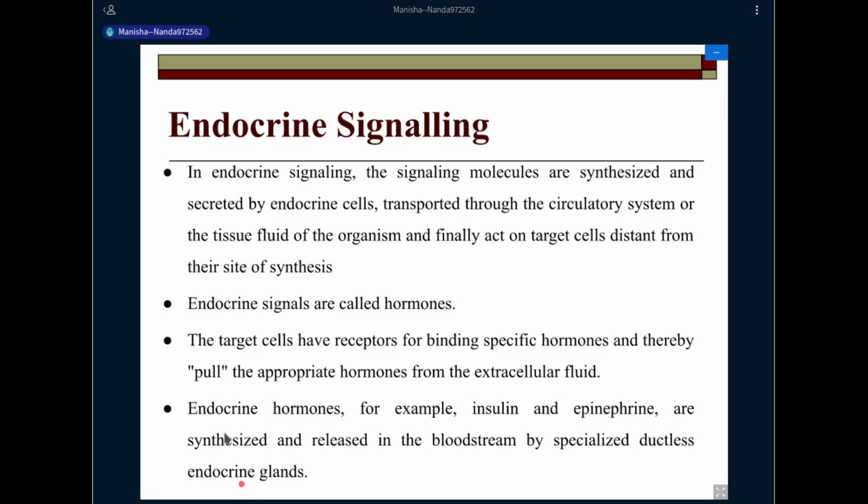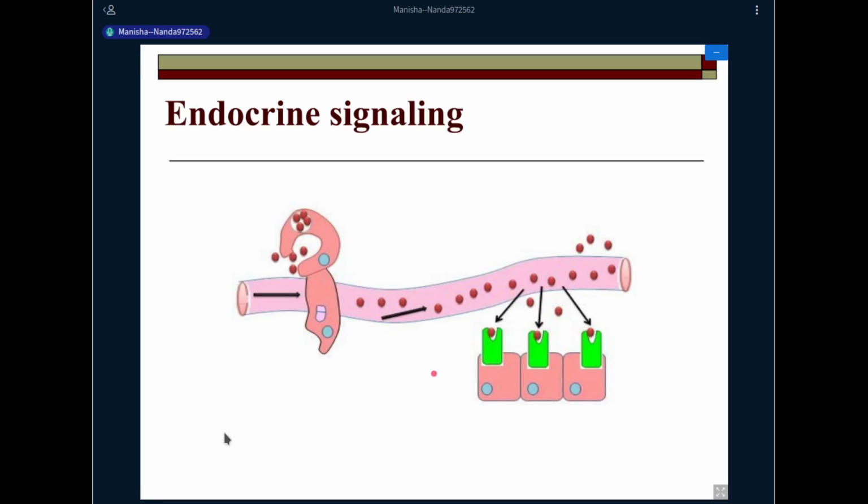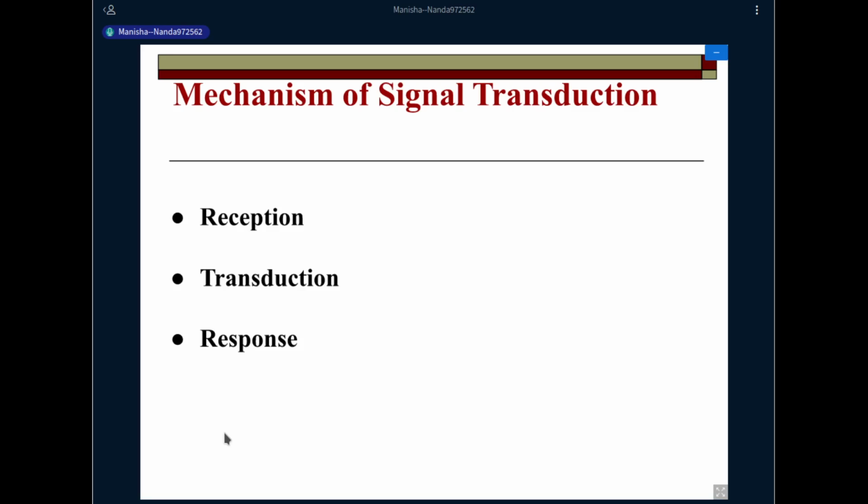You all have learned the endocrine system. You have learned about the different hormones, their action and their target cells of endocrine signaling. So here you can see the figure of endocrine signaling where the hormones produced by the endocrine glands through blood vessels can act on different target sites which have receptors for hormones.